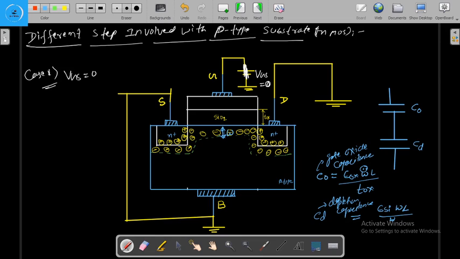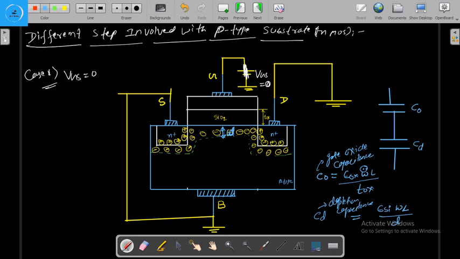So here we have seen two types of capacitance, the gate oxide capacitance and the depletion capacitance. The gate oxide capacitance CO is equal to epsilon OX W L divided by TOX, and CD is equal to epsilon SI W L divided by the depth, which we write as D.